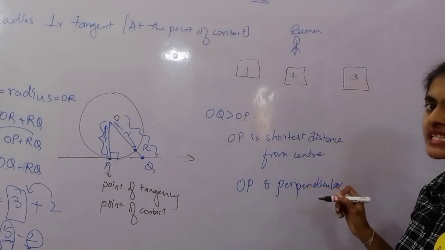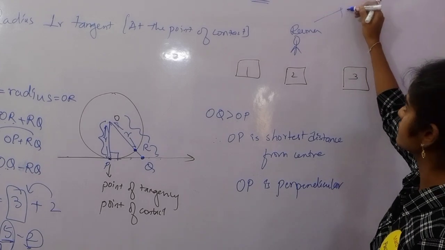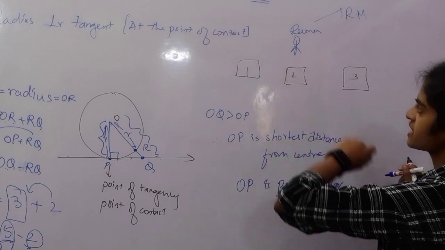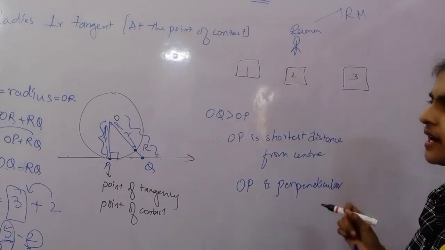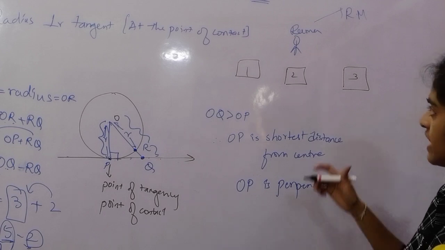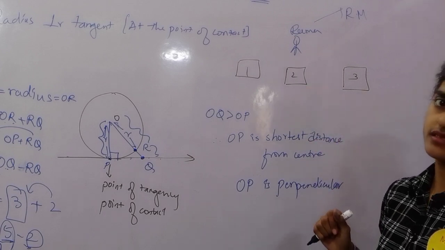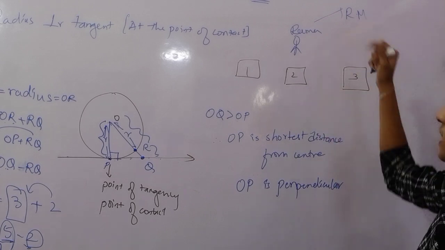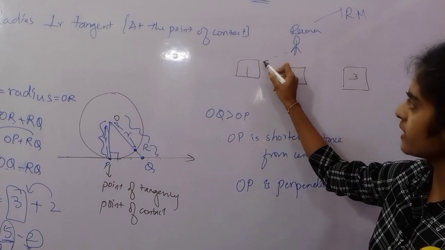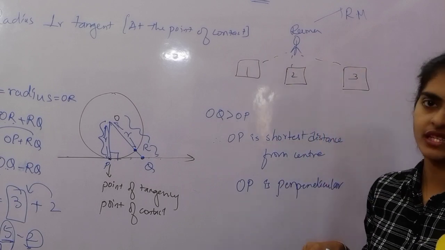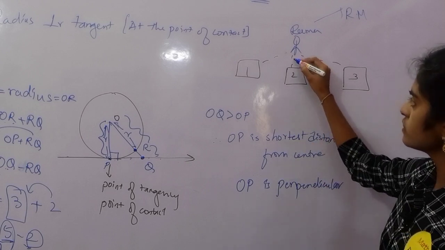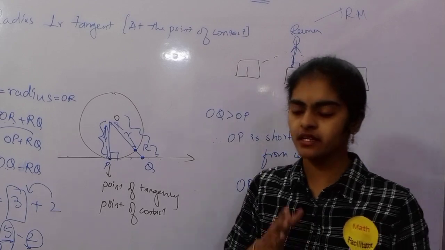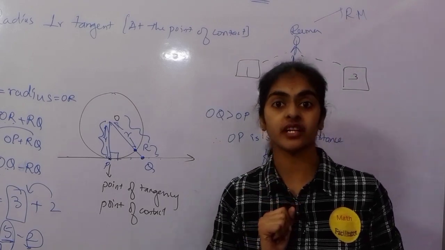Now Rima wants to purchase ice cream, but Rima's mother is calling: Rima, come back soon. Now tell me, where should Rima go to purchase the ice cream? In a very short time she has to purchase it because her mother is calling. Will she go to 1, 2, or 3? She will definitely go to 2, because 2 is the shortest distance and it is a perpendicular distance. Always remember, the perpendicular distance will be the shortest distance.